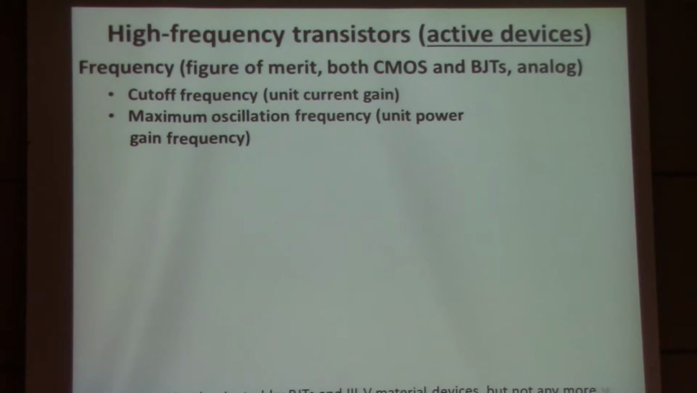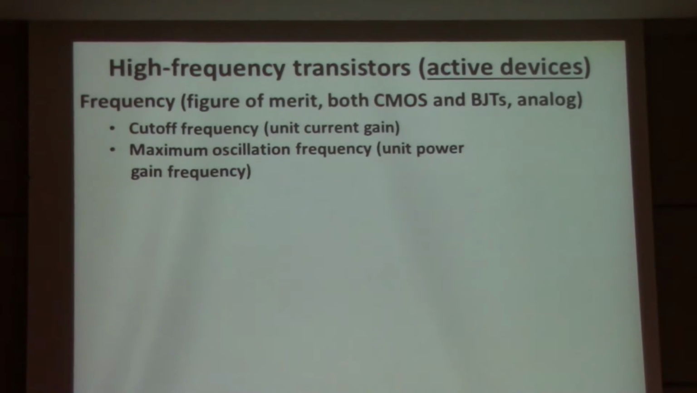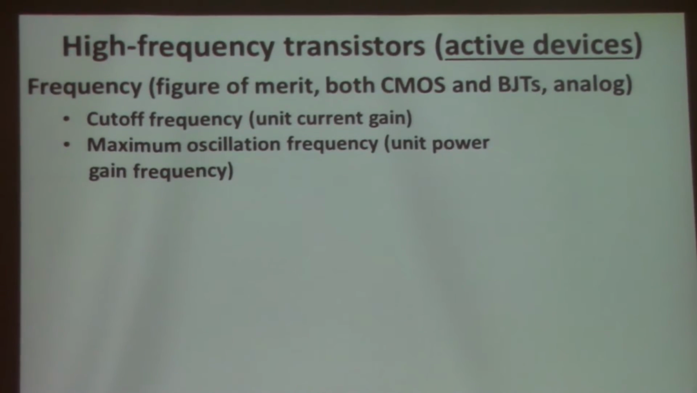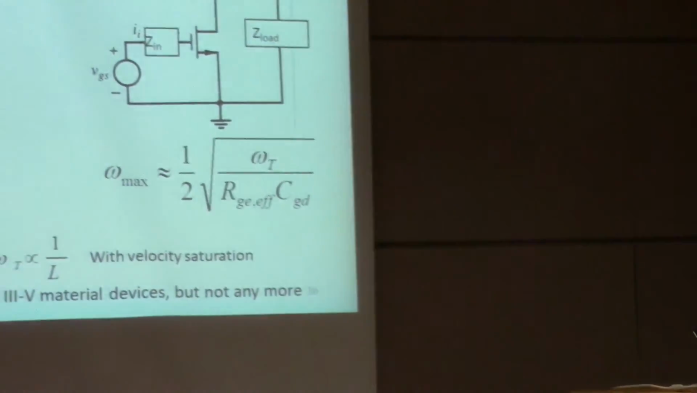All right, so let's look at the transistors from the high frequency point of view. From a high frequency electronics point of view, how do you know your transistors are good or bad? You need to have something like a figure of merit, right, to describe them. In general, we have two. The first one is called cutoff frequency. The second one is called the maximum oscillation frequency. What is cutoff frequency? It is the unity current gain frequency.